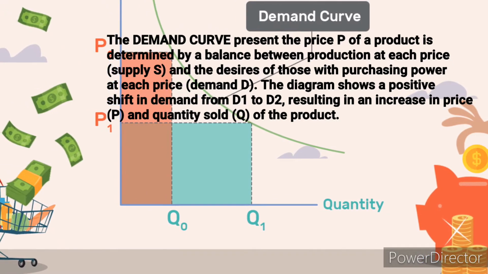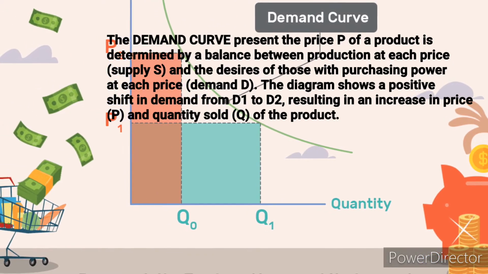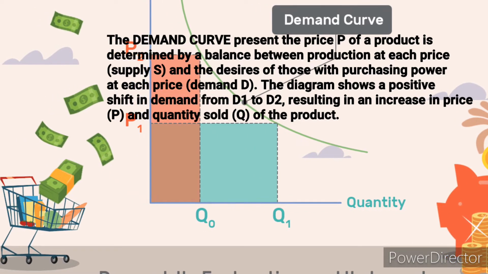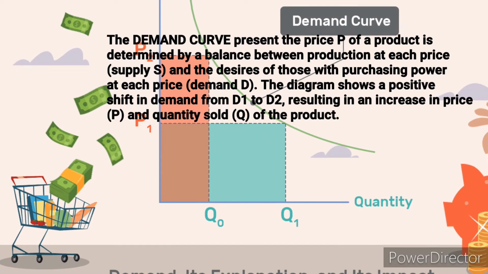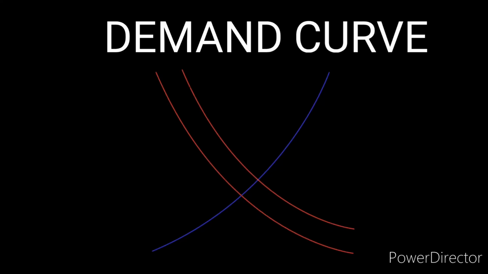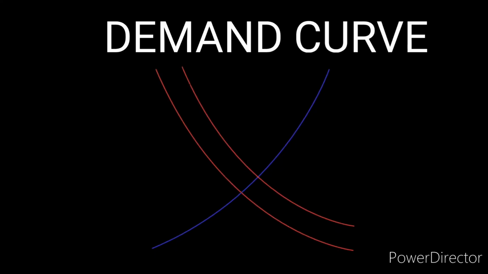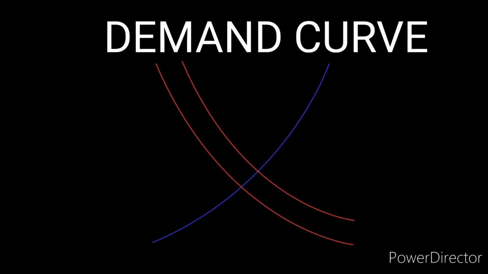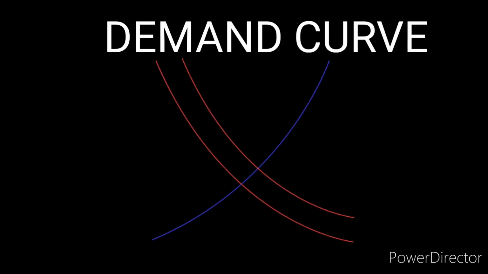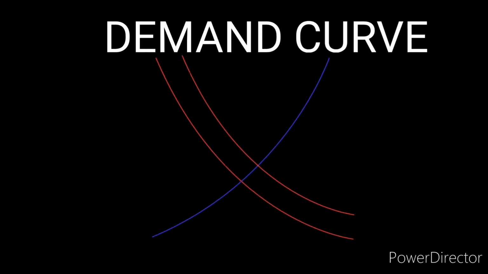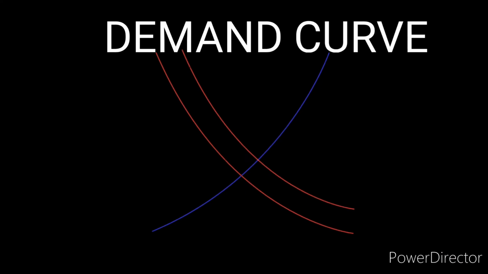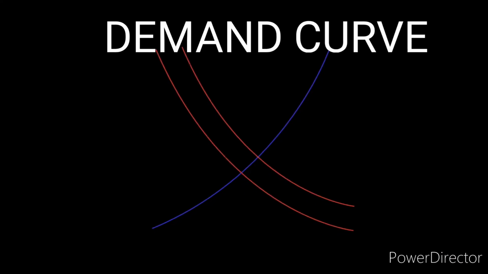The diagram shows a positive shift in demand from D1 to D2, resulting in an increase in price P and quantity sold Q of the product. According to the demand curve, the quantity of a commodity demanded depends on the price of that commodity and potentially on many other factors, such as the prices of other commodities, the incomes and preferences of consumers, and seasonal effects.